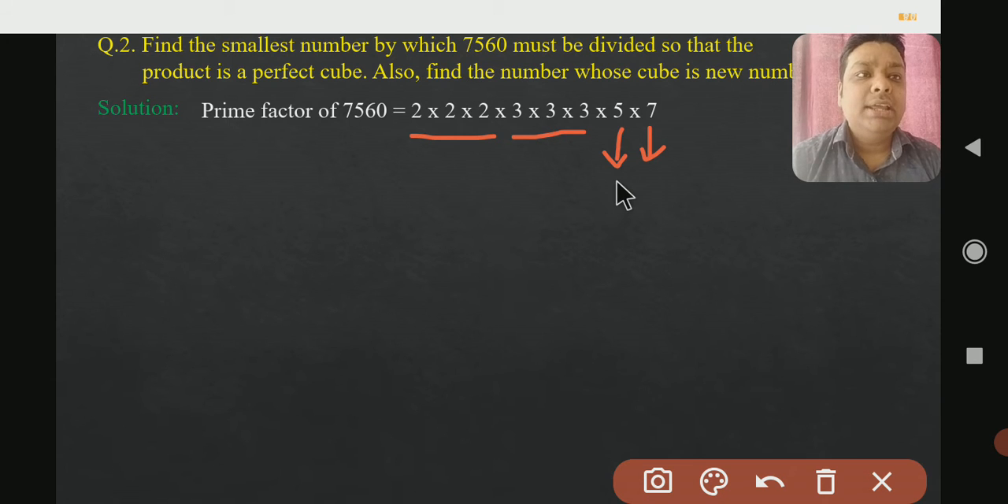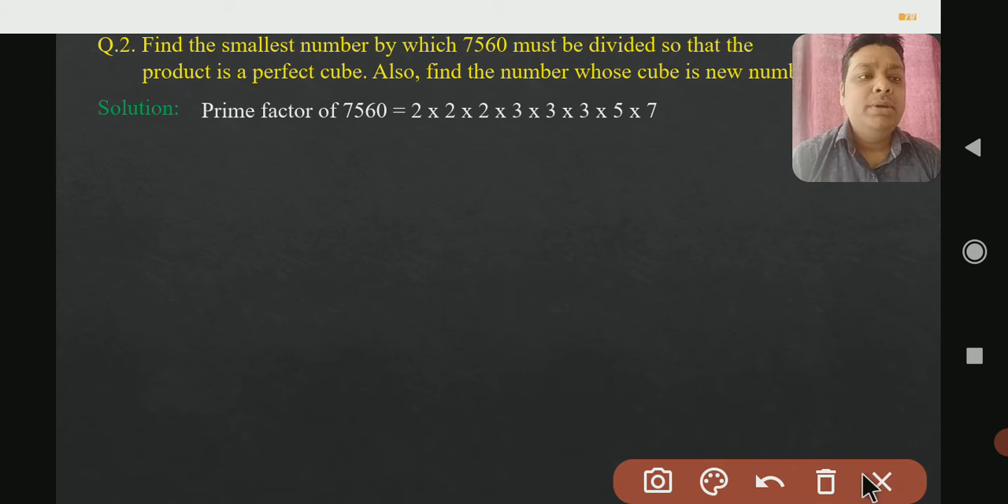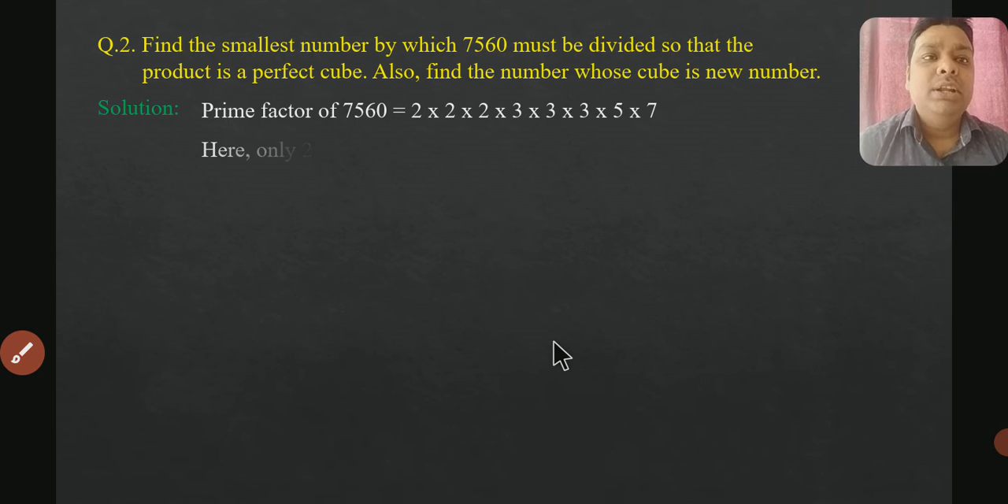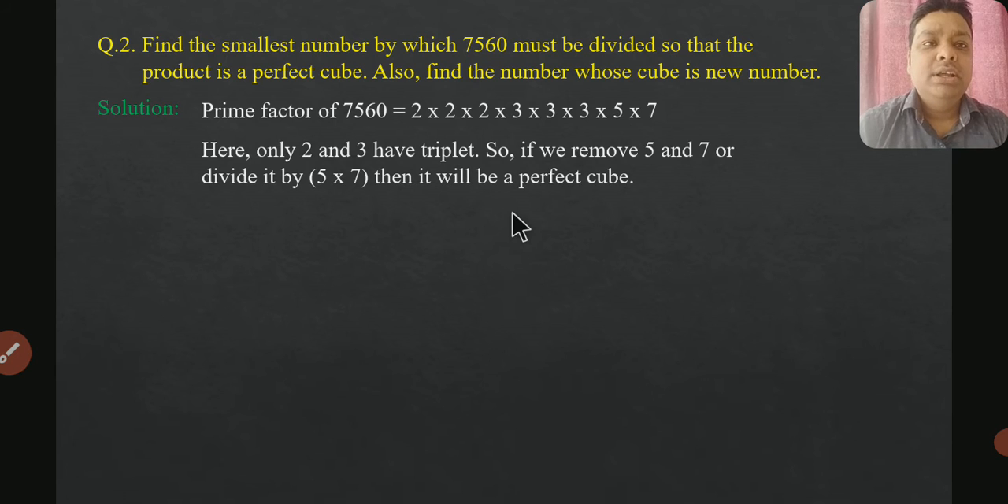Okay, in that case we have to remove the numbers which are not forming a triplet. It means 5 and 7 are not forming a triplet, so we will remove this 5 into 7. Removing means we have to divide. If we divide this number by 5 into 7, then they will be removed, and then it will be a perfect cube. So the required smallest number will be 5 into 7, that is 35.